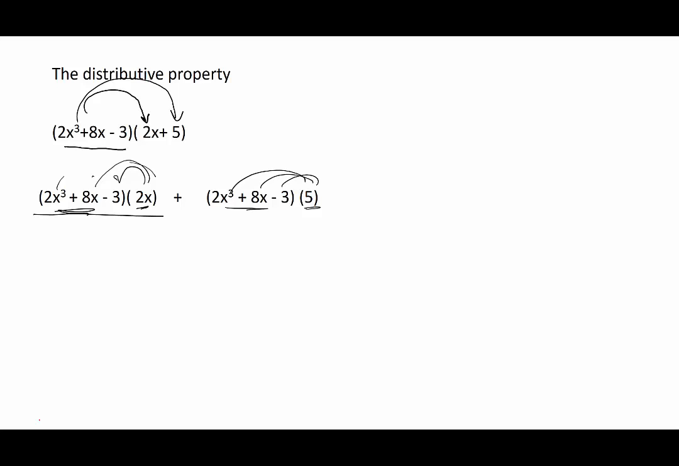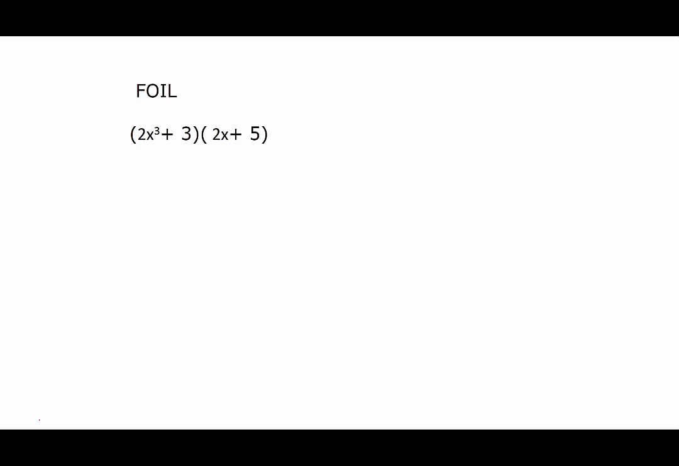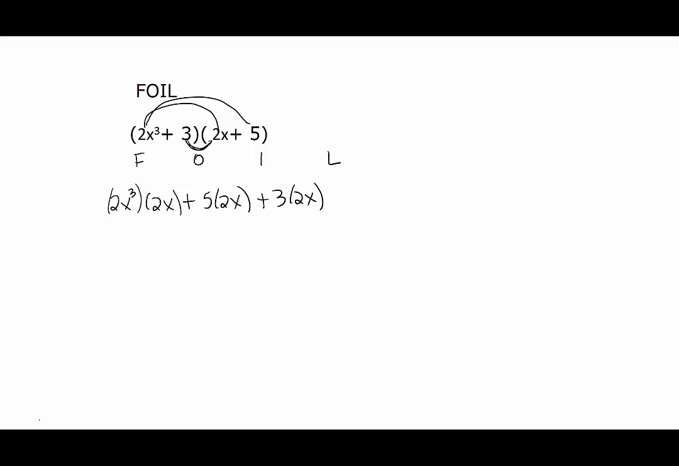If you see something that looks like this, that is identified as the first step of the distributive property. FOIL is where you do first pair, outer pair, inner pair, last pair. If you see something like this, this is the first step of FOIL.